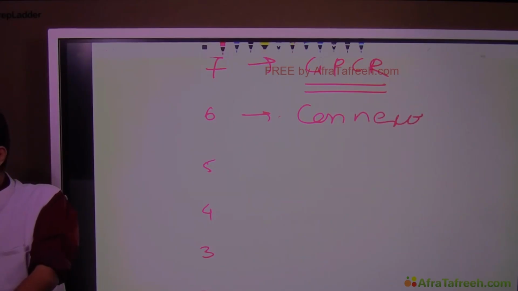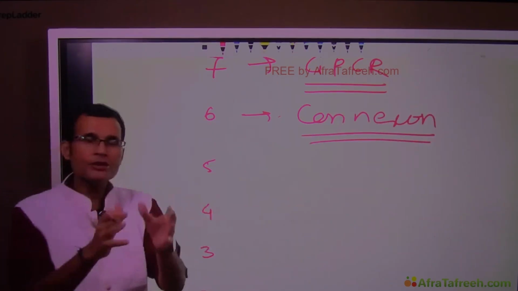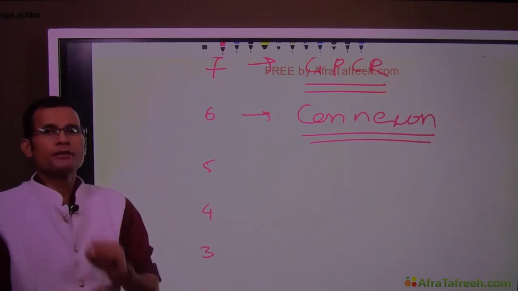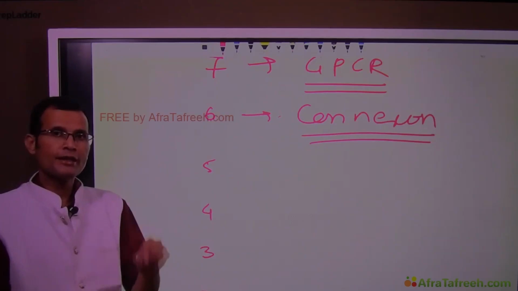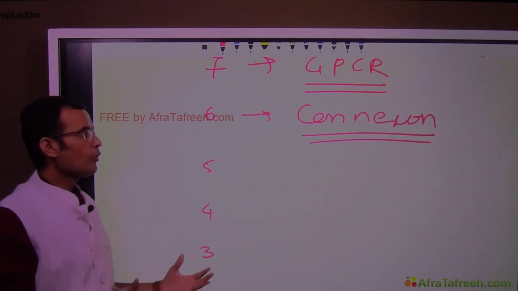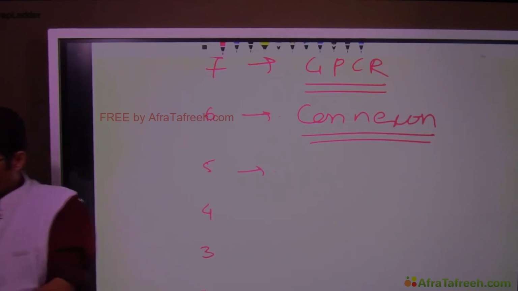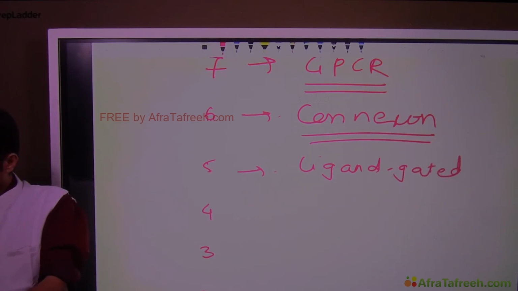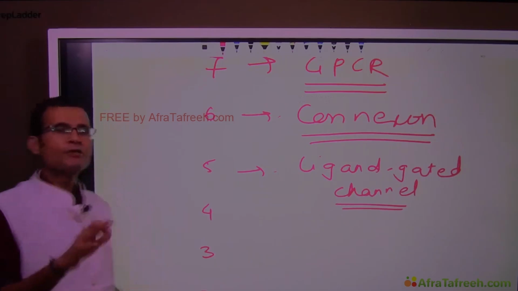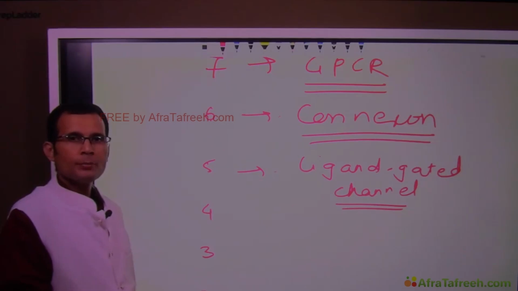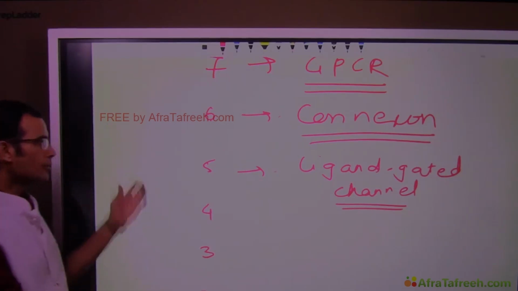6. Remember, connexon that forms the gap junctions between the cells. It is made up of 6 subunits of connexins. So connexon is a hexamer which is made up of 6 connexin subunits. 5. Ligand gated channels are pentameric proteins with 5 subunits. Okay, so GABA A, nicotinic acetylcholine receptor, these are all pentameric proteins with 5 subunits.